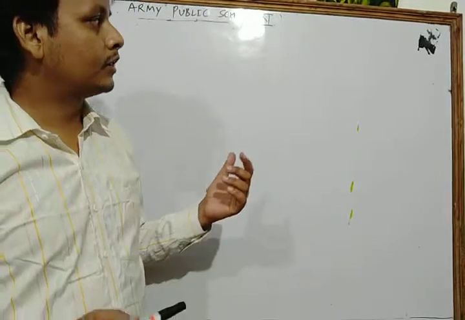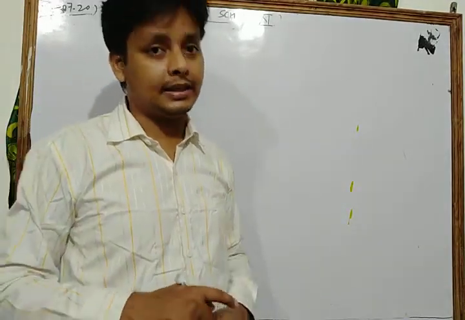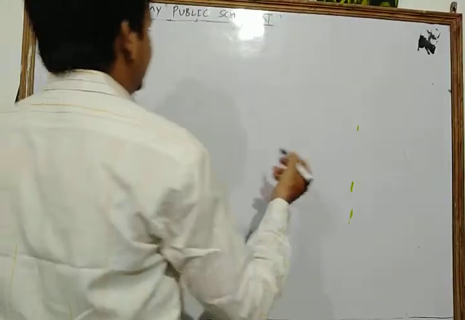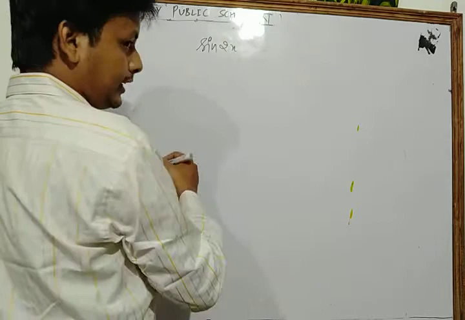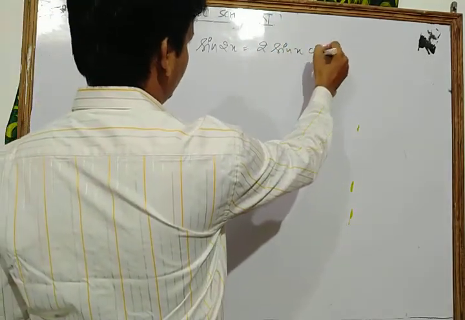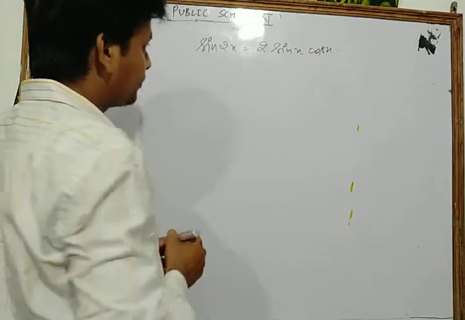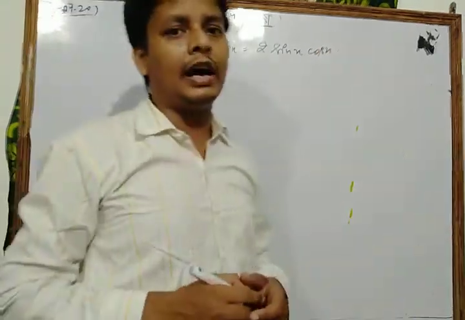First of all, we revise some identities of trigonometric functions. In the previous class we discussed the identity sin 2x equal to 2 sin x cos x.